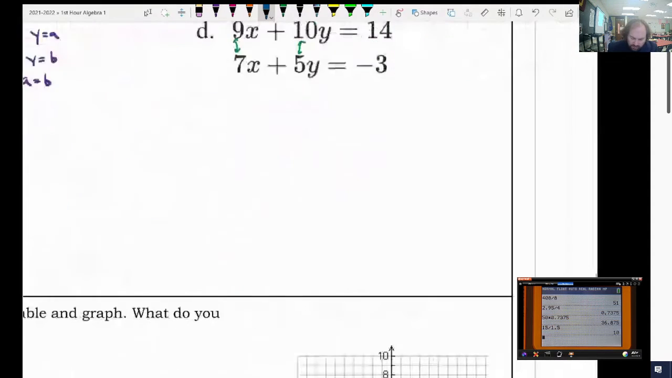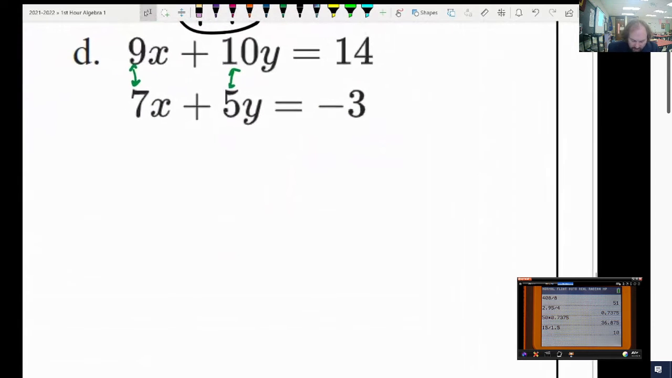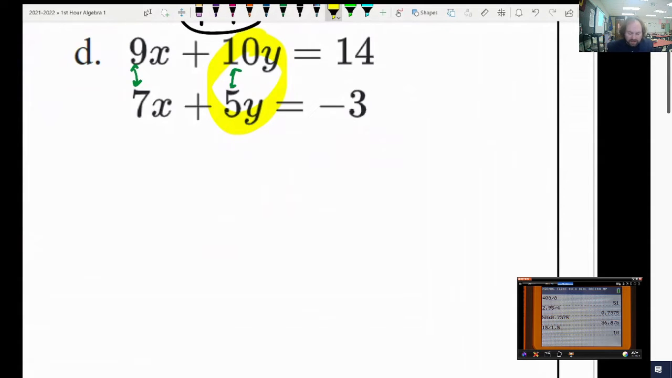And over here on question D, this one is not going to eliminate nicely no matter how you look at it to begin with. But you should see that 10 and 5, although they're not the same thing, they're really close to the same thing. All you'd have to do is double everything on the bottom equation, and you would have a match there.